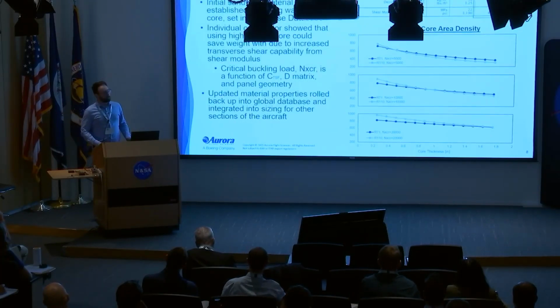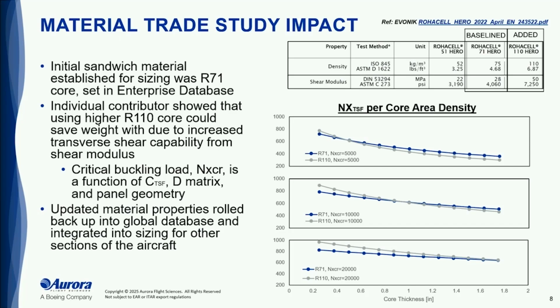Kind of a use case here: it's really great to set parameters at the top level, but one of the concerns at the individual contributor level is, hey, I'm bound now by what you gave me. Am I not able to do my job because I now only have this one material here when I really need to look at some other options? And here we have an example of a trade study that was done where our baseline material was a Rohacell R71 foam core density, and that was handed down to do sizing for some panels.